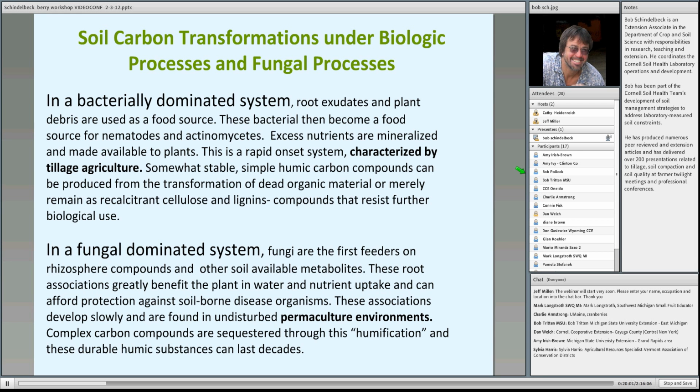Okay, so I wanted to talk a little bit about, in just a very broad sense here, a lot of interest in these different fields these days of a bacterially dominated system and fungal dominated system. And this is very broad sense, but I think it's a useful strategy to kind of keep some of these ideas in mind. So we said before that the bacteria are very fast acting. Their population changes very quickly. They're at the root of the way we manage most annual field crops.